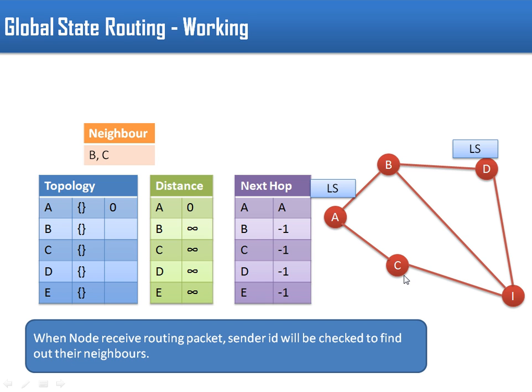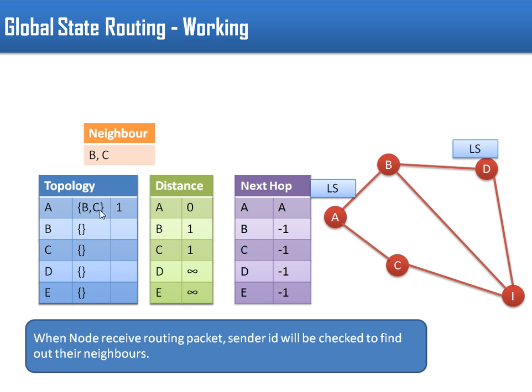Consider the same scenario for node C as well. When node C sends a link state packet, that packet also will be received by node A, and node A will find out C is also my neighbor. So A will store this information in the adjacency list that B and C are my neighbors. So we can say that the distance between A and B and the distance between A and C is 1. So this distance table will be updated.